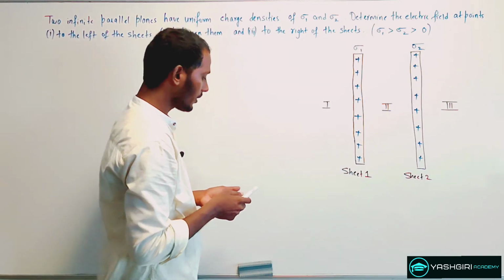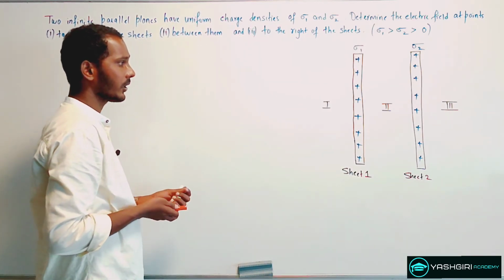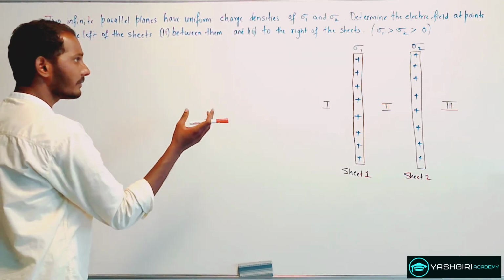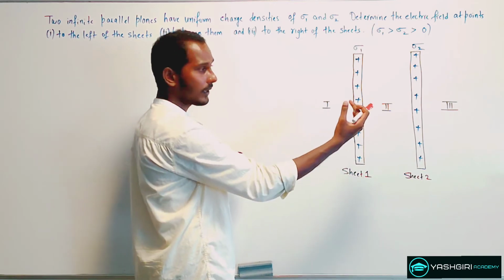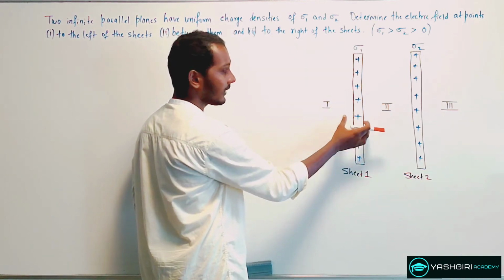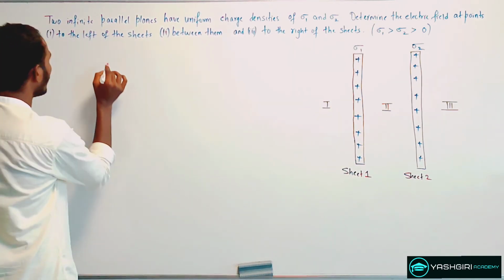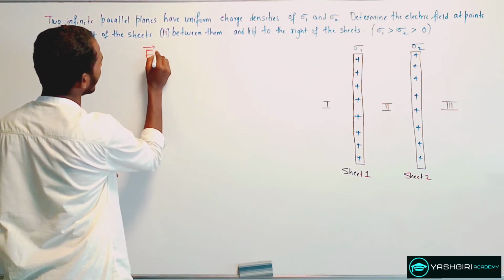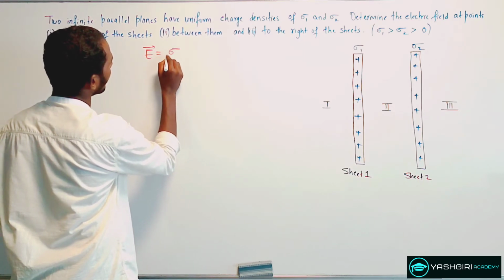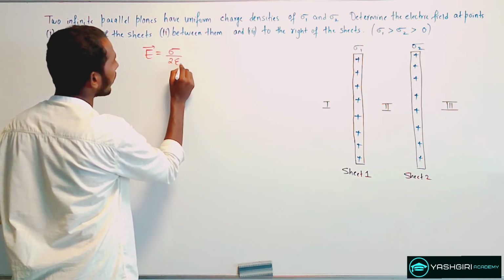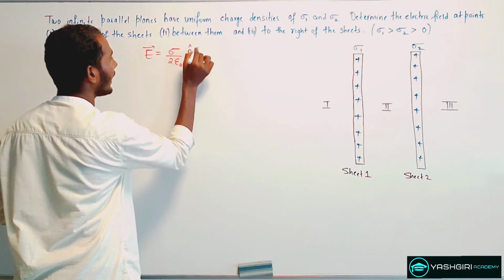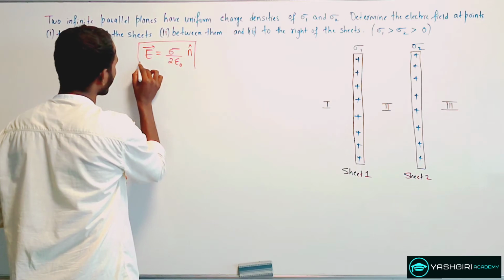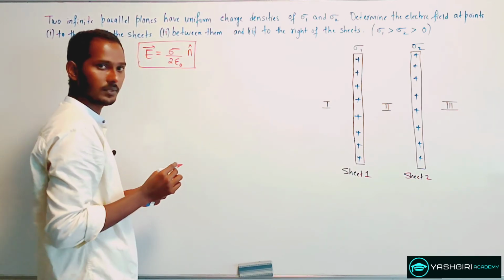All right. So here what we know is the equation to calculate the electric field at any point in the space surrounding an infinite plane sheet. We know the expression: vector E is nothing but sigma upon twice epsilon naught into the unit vector n cap, correct? So this is the main equation that I'll be using over here.